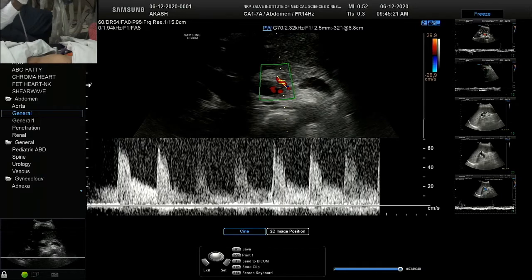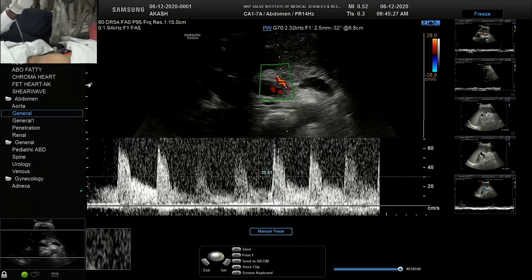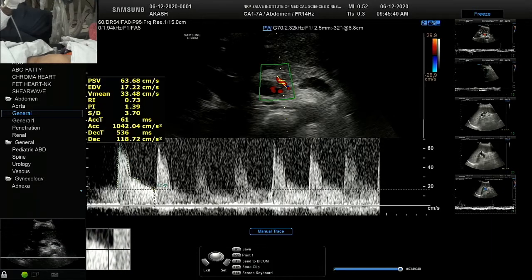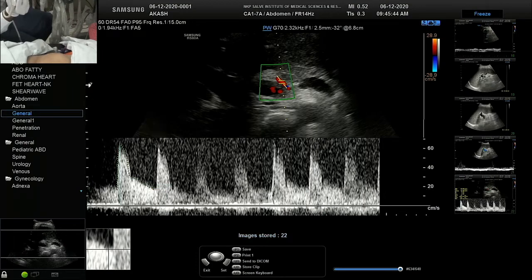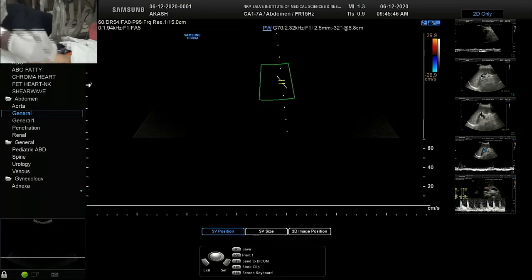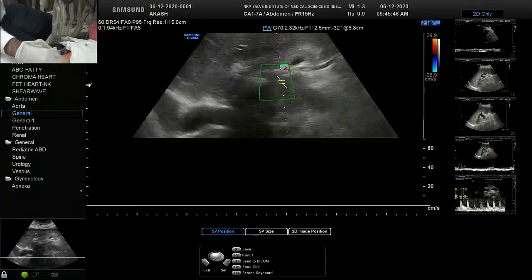So we can measure the resistivity index here by manually tracing. You can do auto tracing, you can do limited tracing. So this has a resistivity index of 0.73, that is just above the normal, but the peak systolic velocity is normal, the flow is normal.